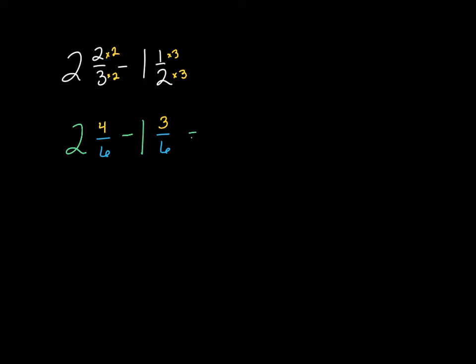So now we subtract the whole numbers. 2 minus 1 is 1. 4 minus 3 is 1. And we keep the common denominator of 6. When I check it and look at it, 1 over 6 can't be reduced, so 1 and 1 over 6 is my final answer.